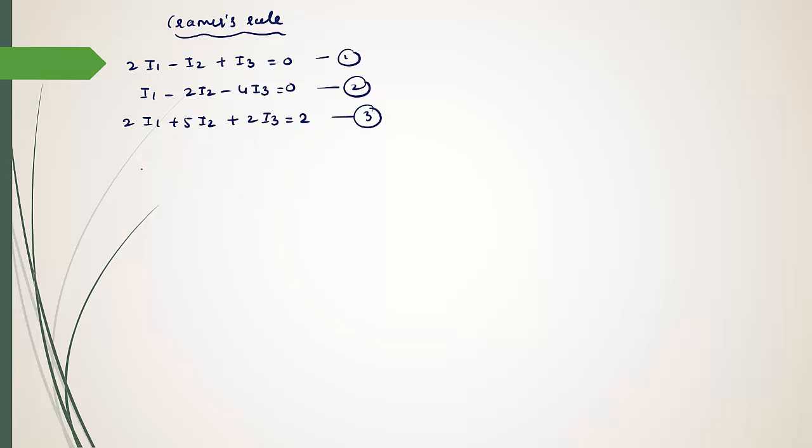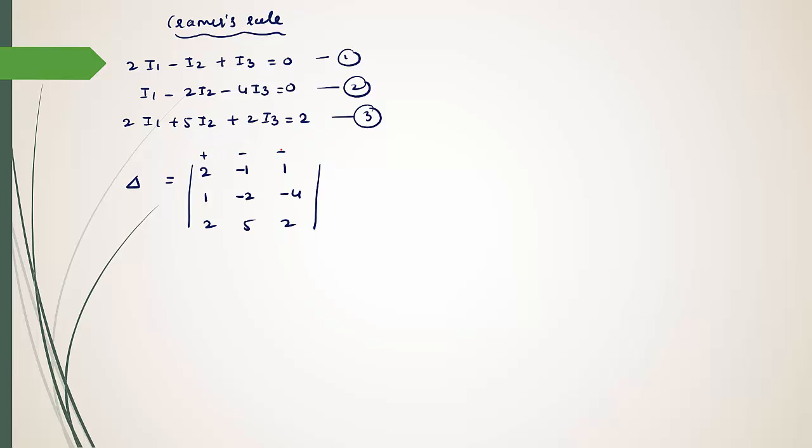So first we have to find the determinant of these three equations. Let us take it as delta. Delta equal to, we have to find the determinant value. So I am going to write this: 2, minus 1, 1; 1, minus 2, minus 4; 2, 5, 2. You know how to find the determinant.